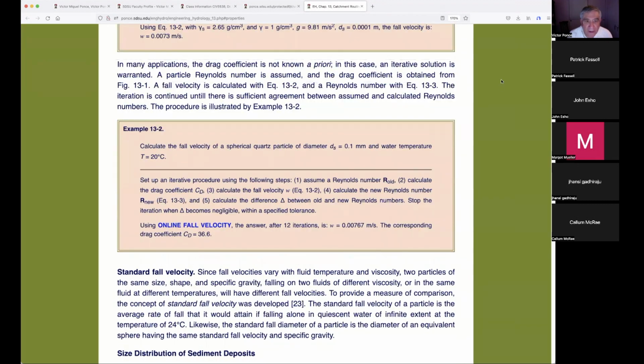Okay. Then from there we calculate a fall velocity and then a Reynolds number. And the iteration is continued until there's sufficient agreement between the assumed and calculated Reynolds number. The procedure is illustrated by example 13.2.